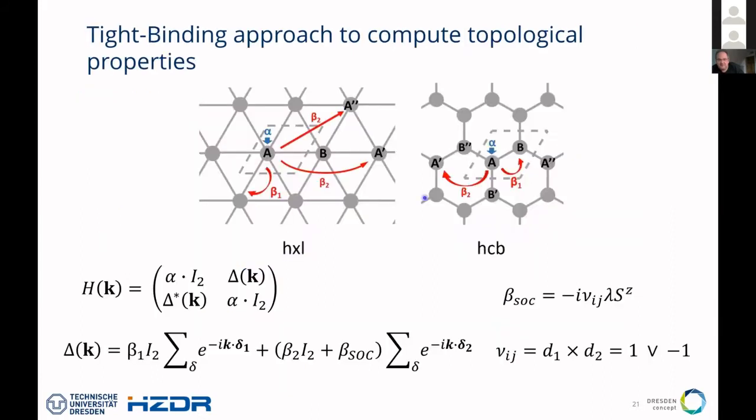So here's another picture showing that for a hexagonal lattice, so-called HXL, or for the honeycomb lattice. And in the same approach, we can also include spin-orbit interactions, which are given down here, right? And so that means we have all the physical interactions that we would expect in this lattice. So what would be the results?